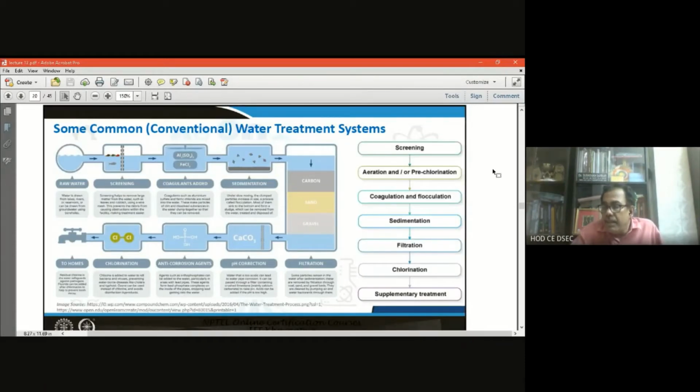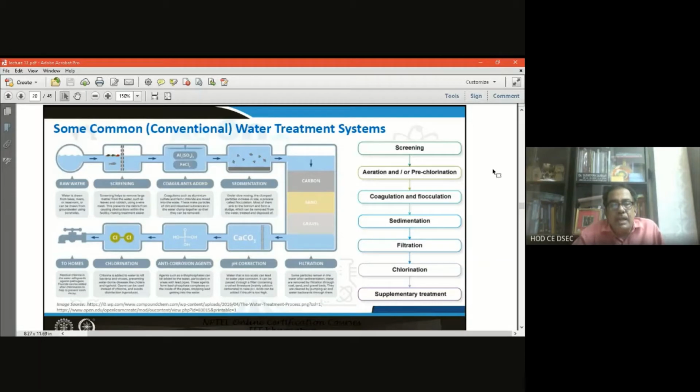They are cleaned by pumping air and water backwards through them. Now this filter, which is arresting the material, has its media cleared periodically by pumping air and water backwards through them. That will be in the maintenance portion of the filter. So that can be done by washing of the filter in a backwards process.